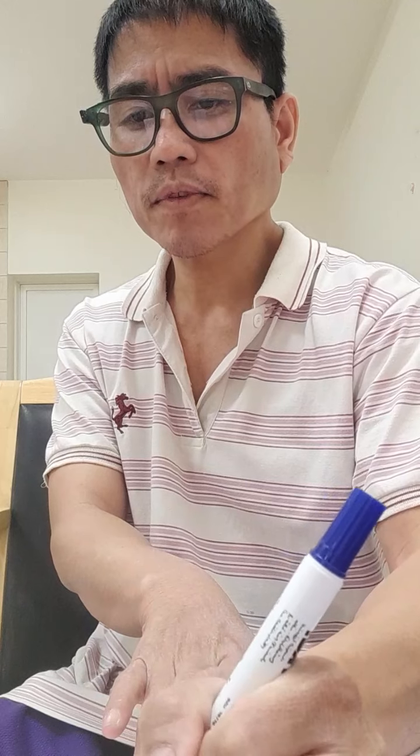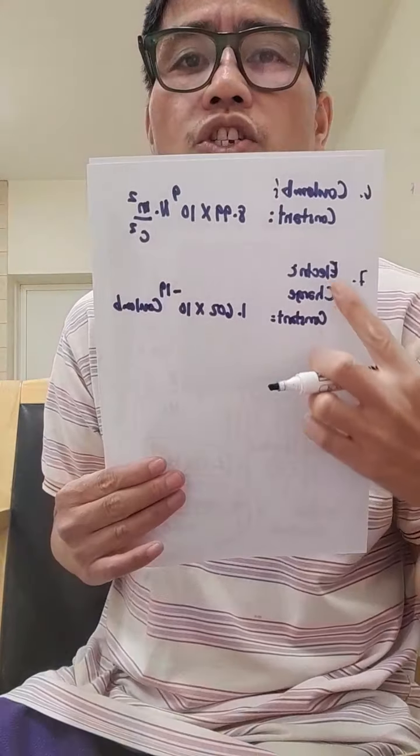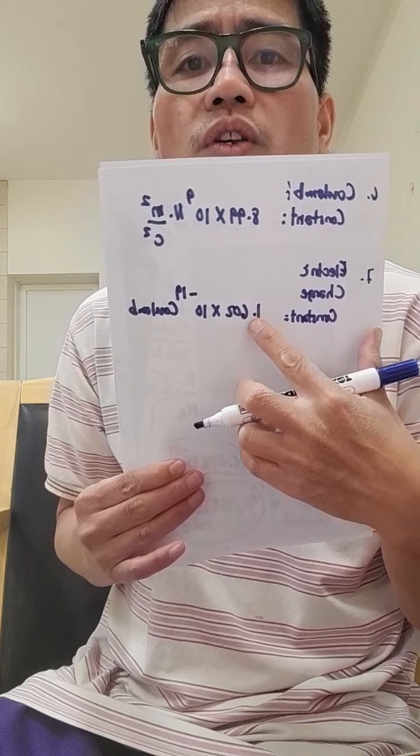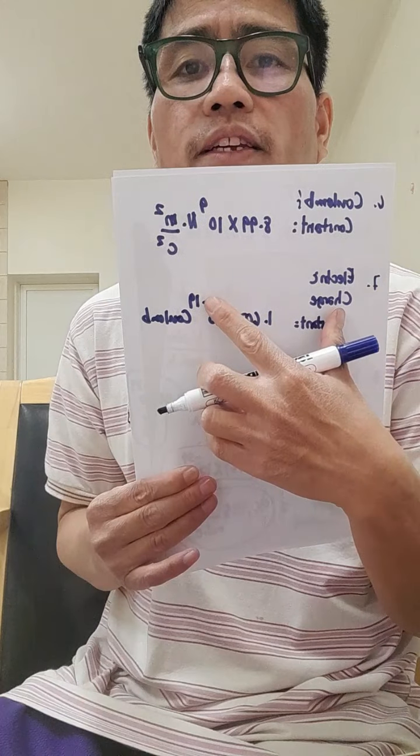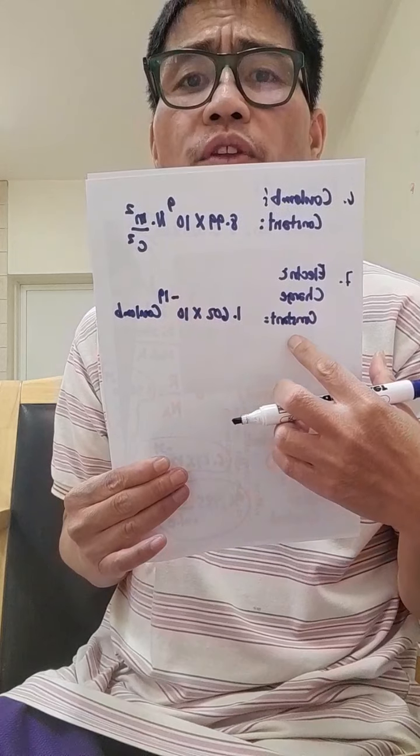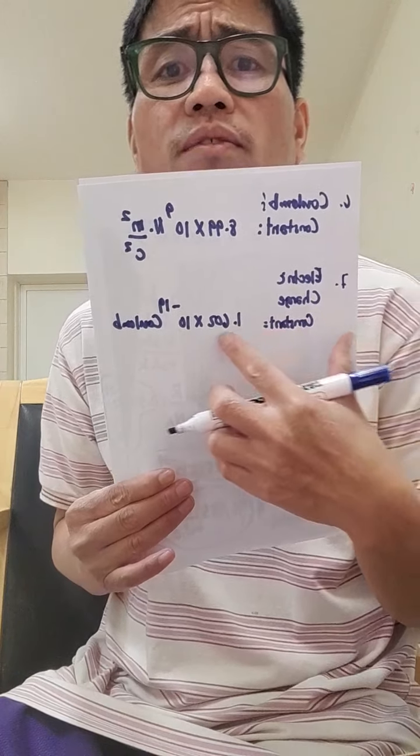And then the electric charge constant, number 7. Electric charge constant is equal to 1.602 times 10 to the negative 19 coulomb, meaning to say 1 electric charge is equal to this value.